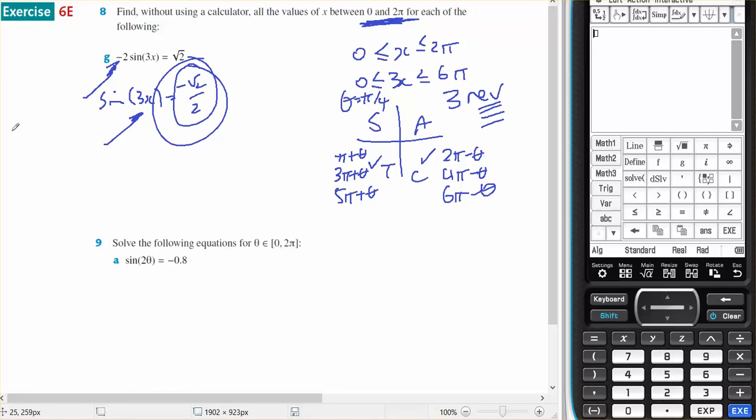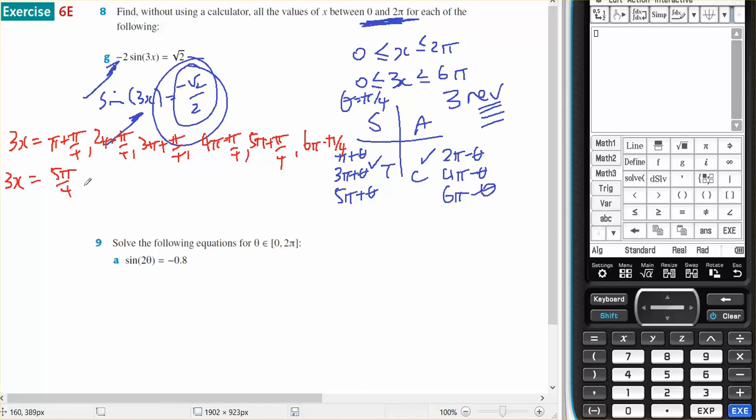So what have I got? 3x equals pi plus pi on 4, 2 pi minus pi on 4, 3 pi plus pi on 4, 4 pi minus pi on 4, 5 pi plus pi on 4, and 6 pi minus pi on 4. 3x equals, that's 5 pi on 4, 2 is 7 pi on 4, 12 plus 1, 13 pi on 4, 4 fours are 16 minus 1 is 15 pi on 4, 20 plus 1 is 21 pi on 4, and 24 minus 1 is 23 pi on 4, and that's what 3x is.